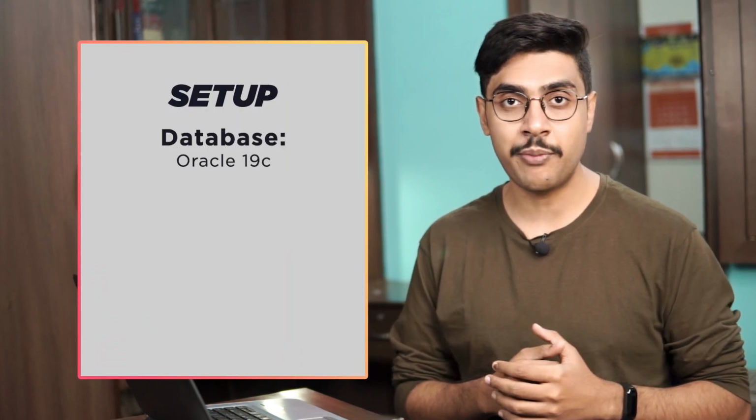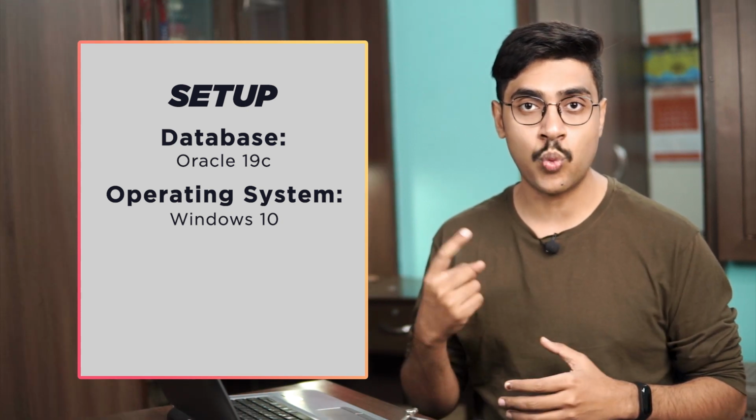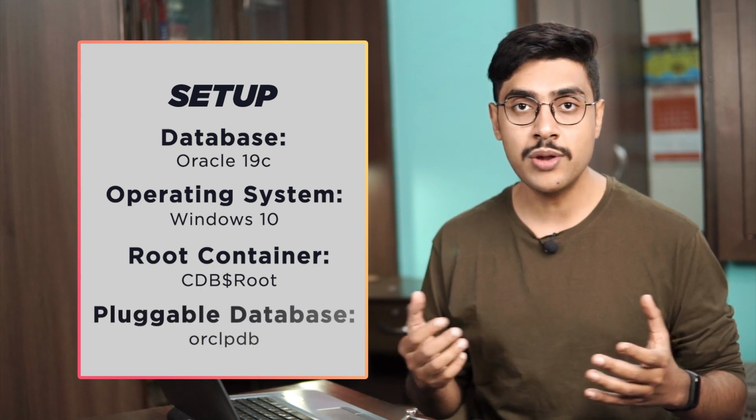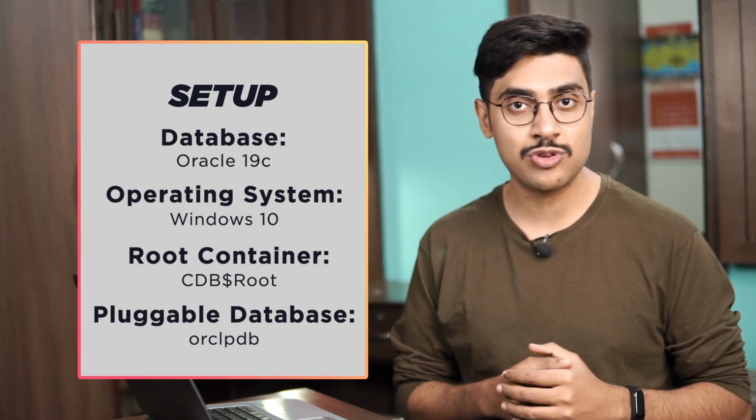Let me quickly tell you the setup that I will be using for unlocking and configuring the SH schema. So, I will be using Oracle Database 19c, which is installed on Windows 10 operating system. This Oracle Database 19c has one root container database $root and one pluggable database ORCL PDB. I will be installing the sample schema SH in the pluggable database ORCL PDB of my Oracle 19c. Though I am using Oracle Database 19c, you can use these steps to install SH schema on Oracle Database 12c onward as long as it is based on multi-tenant architecture. That being said, now let's head over to the computer and see how to download and configure it.